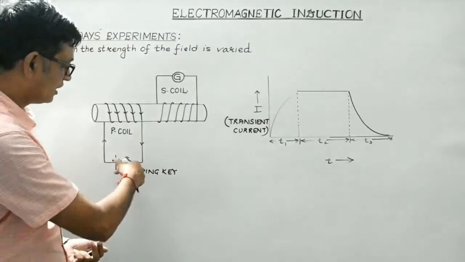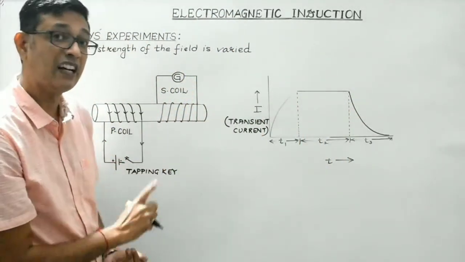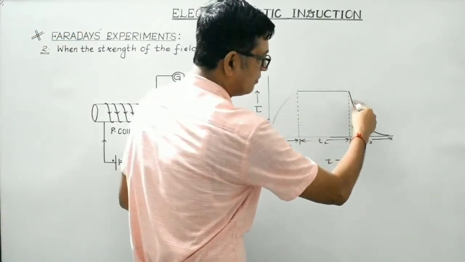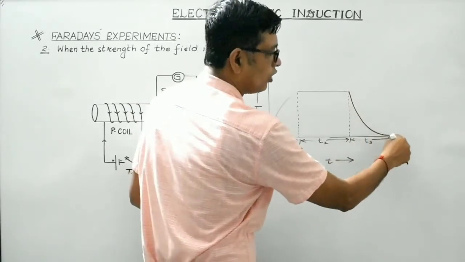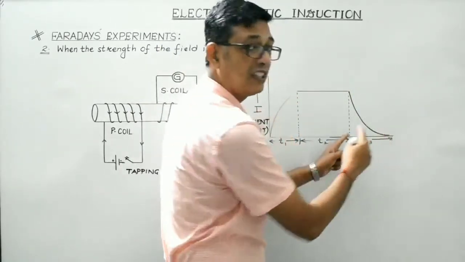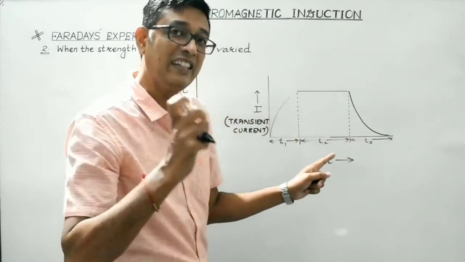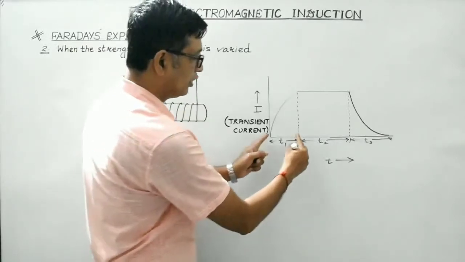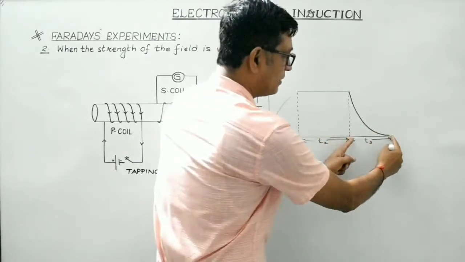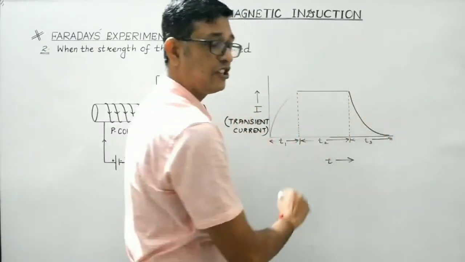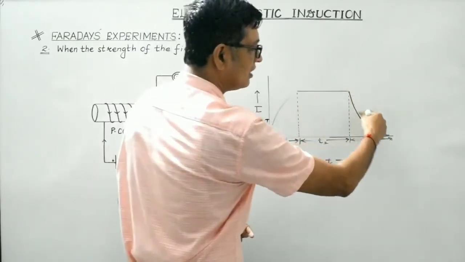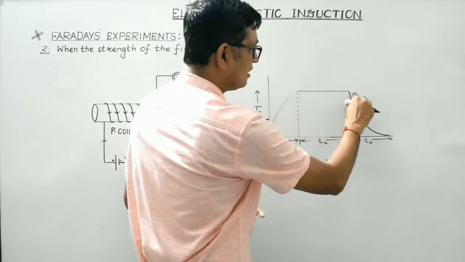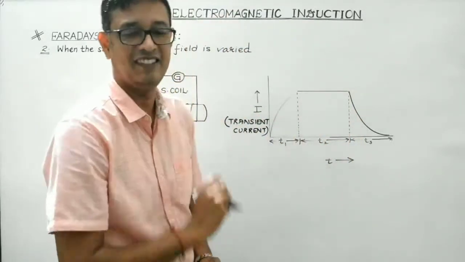And then when the tapping key is released, the current won't become zero abruptly. Instead, it will take some finite time to decay from maximum to almost zero value. So T3 is the time during which the current decays from maximum to zero. Students, it's pretty clear. During T1 and during T3, the current is changing. Here the current is increasing, here the current is decreasing. And during the period T2, the current in the P coil remains steady.